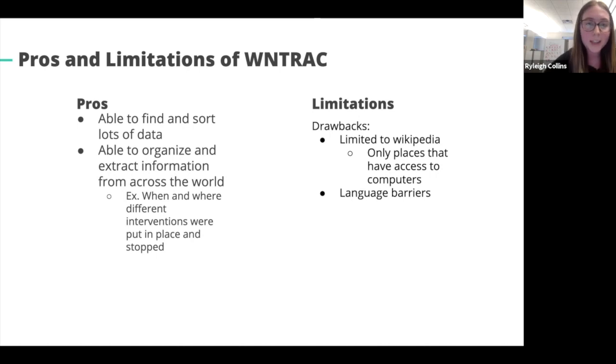The biggest one is that they're pulling from Wikipedia. So this limits data to only places that have access to computers, and specifically people that are putting their data into Wikipedia articles. And then of course, honesty and accurate data issues could be a factor, because Wikipedia can be edited by pretty much anyone. So there could be false data put into Wikipedia.